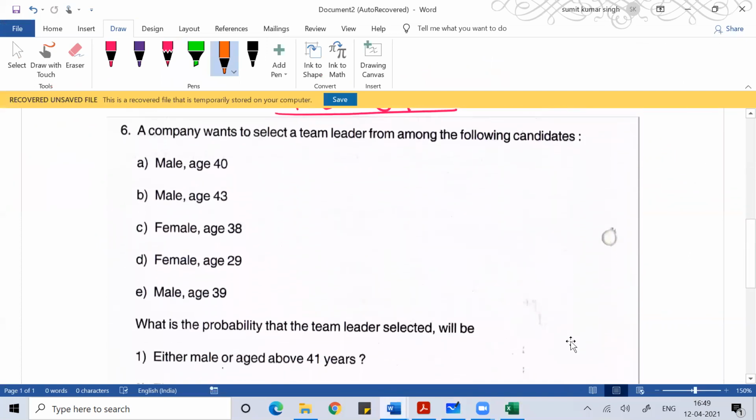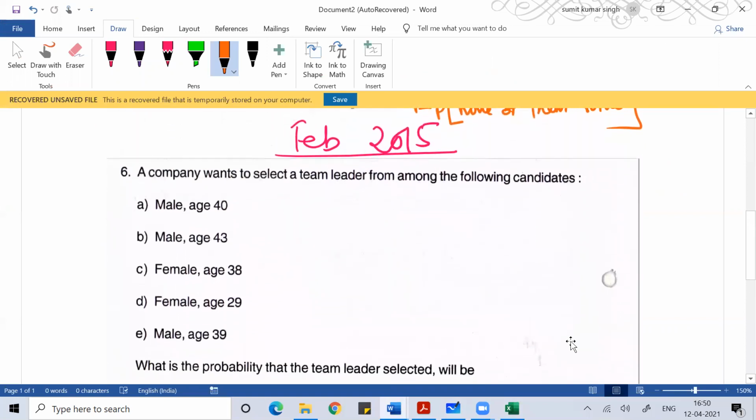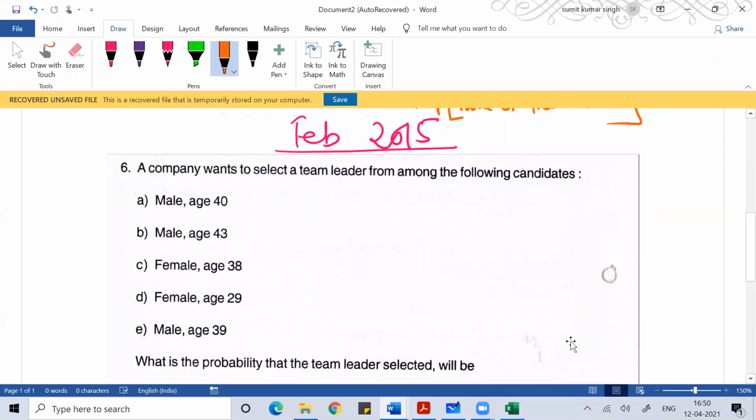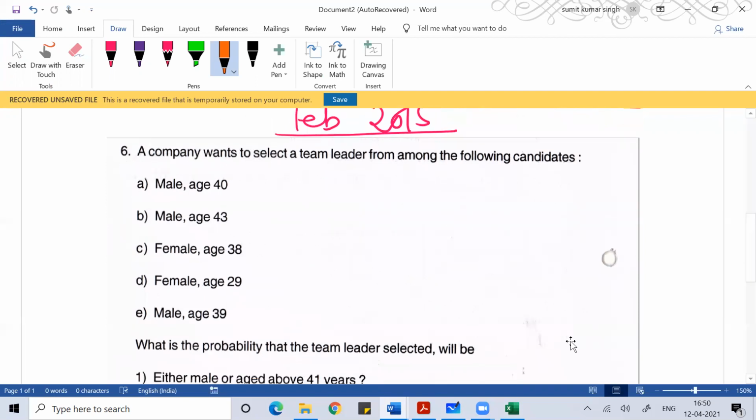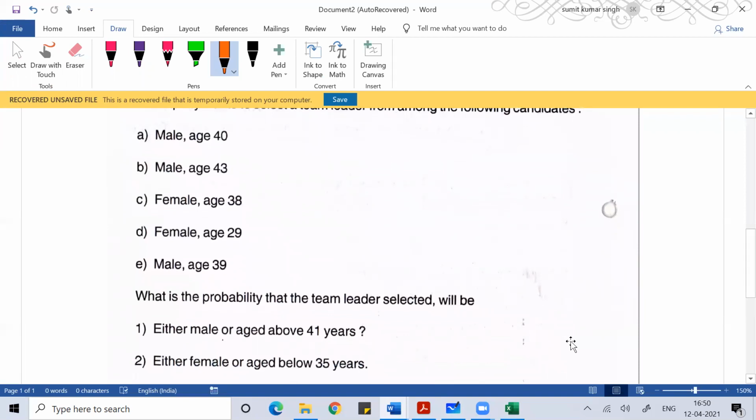Okay, now you see this question. Question number 6. So this came in February 2015. A company wants to select a team leader from among the following candidates: male age 40, male age 43, female age 38, female age 29, male age 39. So these five options the company is having, and on the basis of these five options, the company is thinking to select the team leader. What is the probability that the team leader they'll select is either male? What is the probability you get male? 1, 2, 3. The probability that you get a male is 3 by 5.